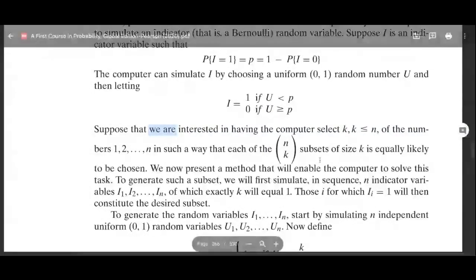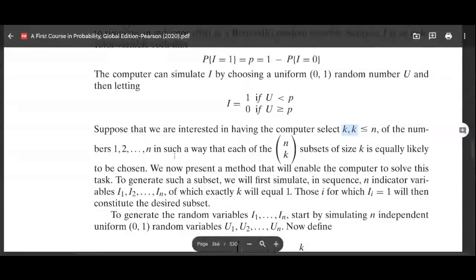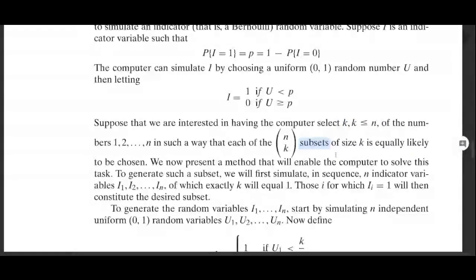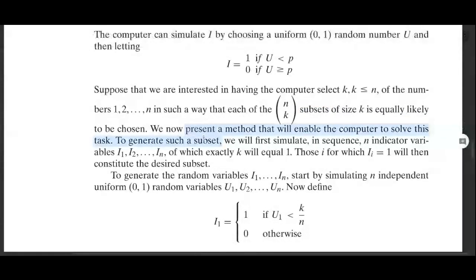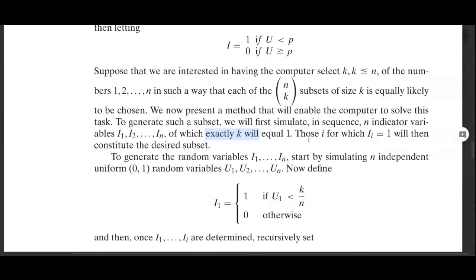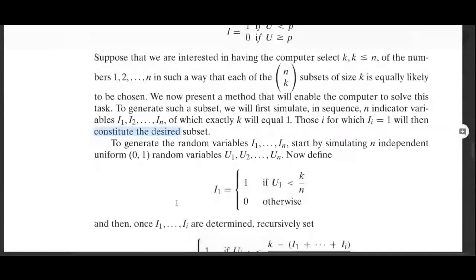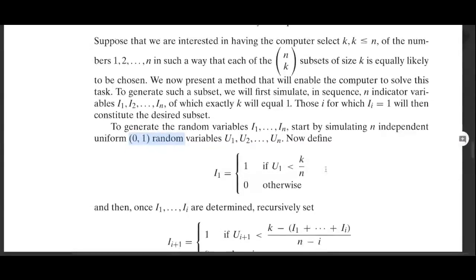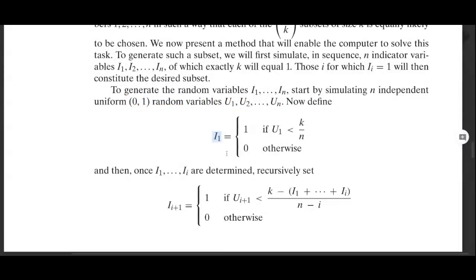Suppose we're interested in having the computer select k, less than or equal to some n, of the numbers in such a way that each k-subset is equally likely to be chosen. We now present a method that will enable the computer to solve this task. To generate such a subset, we will first simulate in sequence n indicator variables I1 up to In, of which exactly k will equal 1. Those i for which Ii equals 1 will then constitute the desired subset. To generate I1 up to In, start by simulating an independent uniform random variable u1 from 0 to 1. Now define I1 equals 1 if u1 is less than k over n.